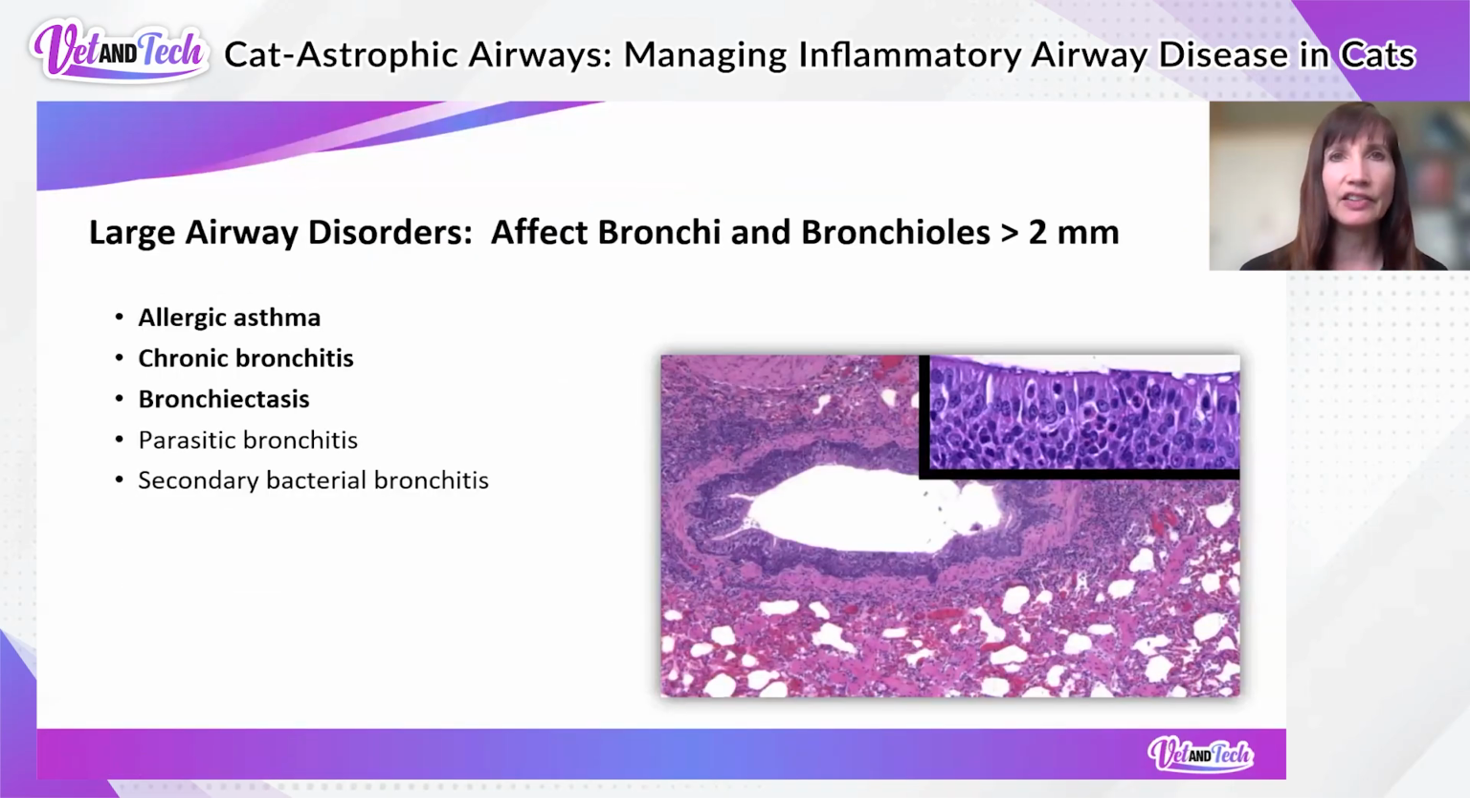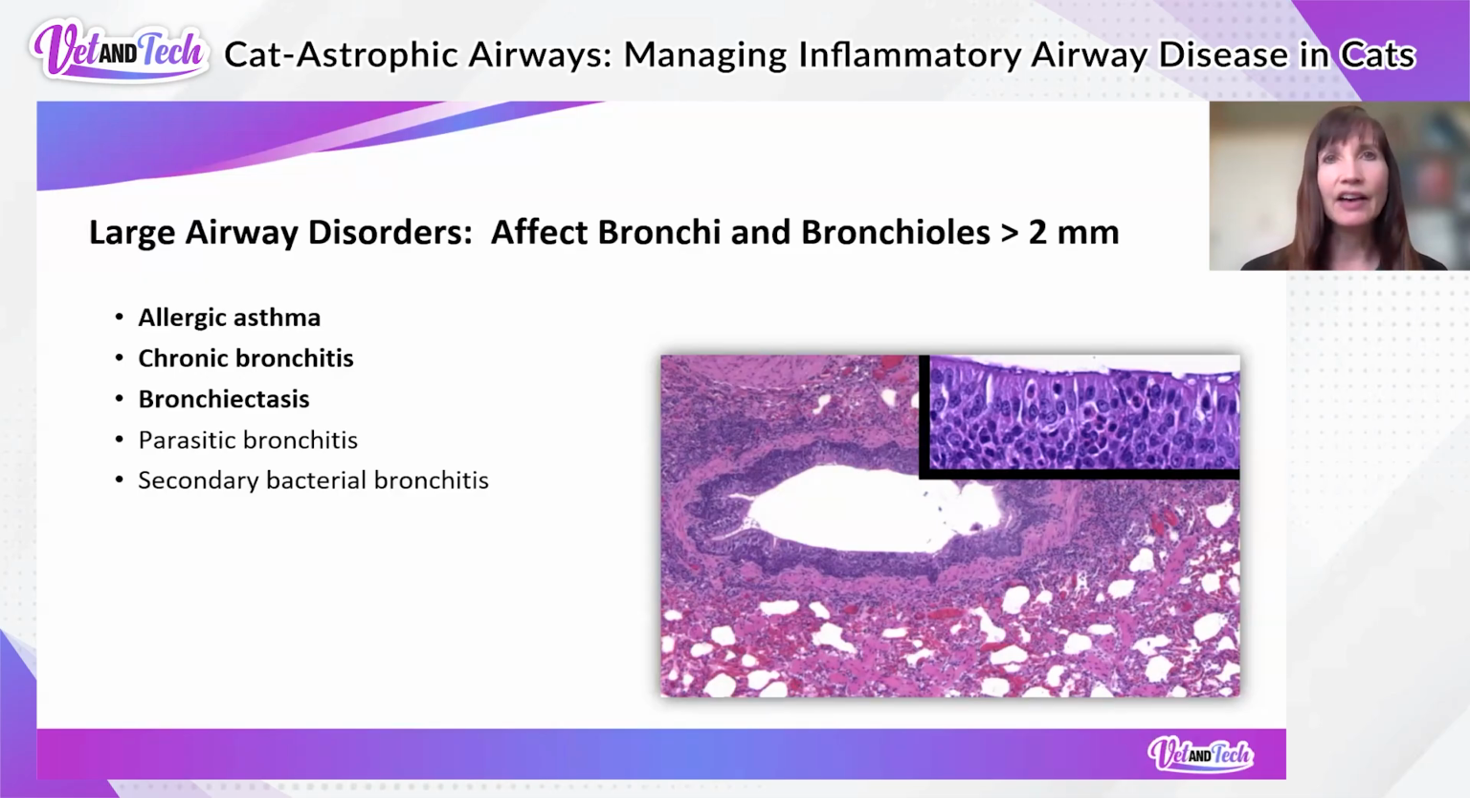and bronchiectasis. So diseases that primarily affect the larger airways greater than 2 millimeters in diameter, including bronchi and bronchioles. You'll notice on this list, I also include parasitic bronchitis, and that will include things like Toxocara cati, which migrates through the lungs, Aelurostrongylus abstrusus, another type of lungworm, and even heartworm-associated respiratory disease. So heartworm disease in cats actually manifests more commonly as a lungworm than it does as a true adult heartworm.